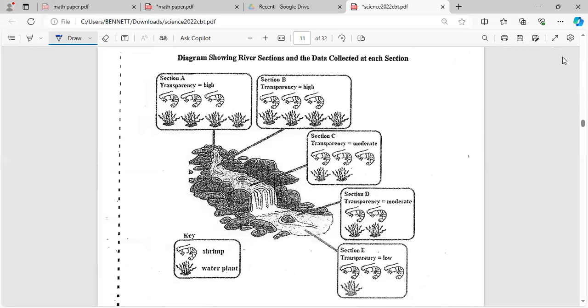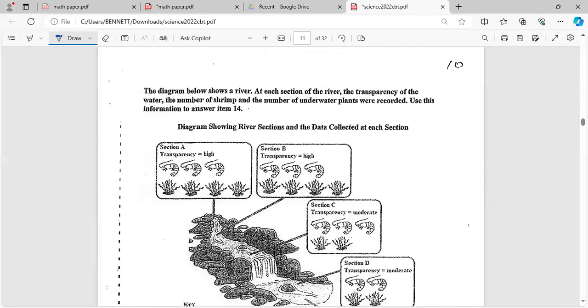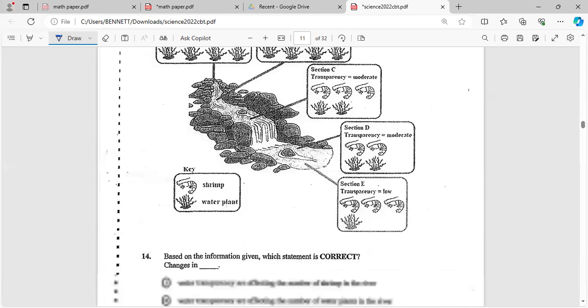The diagram shows a section of the data collected on each. All right, so the diagram shows a river. At each section of the river, the transparency of the water, the number of shrimp, and the number of underwater plants were recorded. Use the information to answer item 14. So examine the picture, guys, and then move on. And this is the shrimp and the water plant.